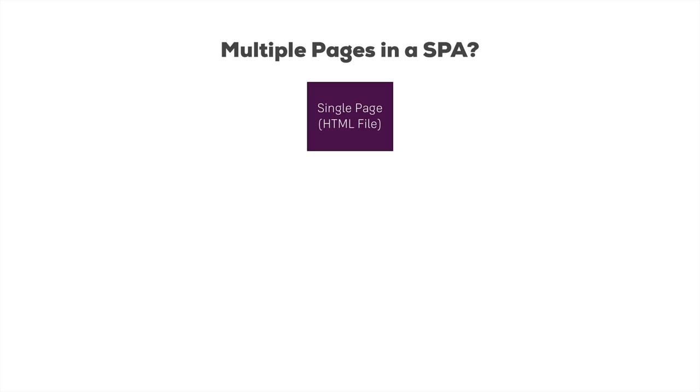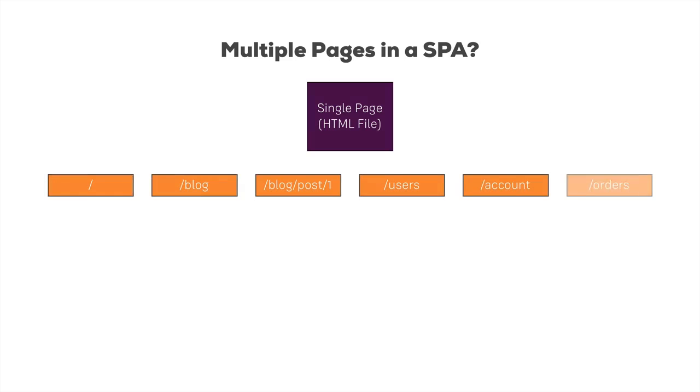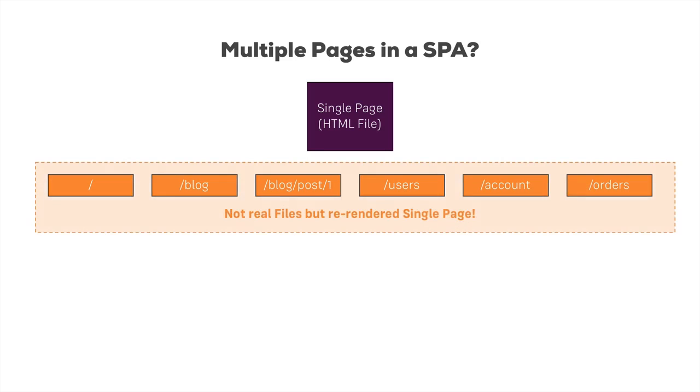The trick just is that we don't actually have multiple HTML files, but that we instead use JavaScript to render different pages for different paths. So we don't really have different files, but simply we re-render parts of that single page, or maybe the entire single page, depending on which path the user navigated to in our application. This is what routing is about.